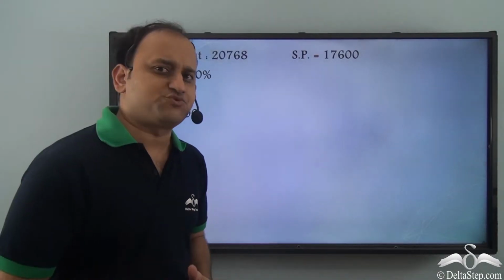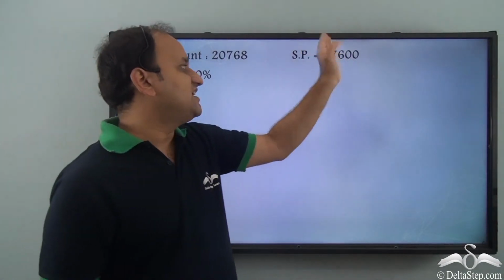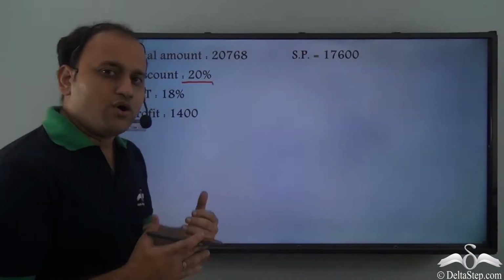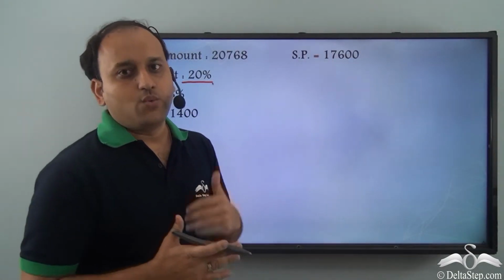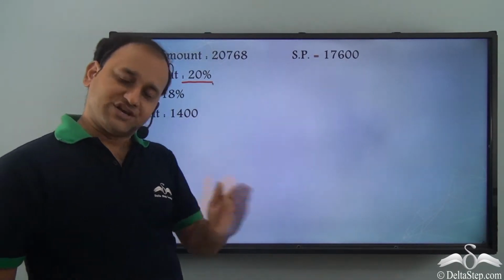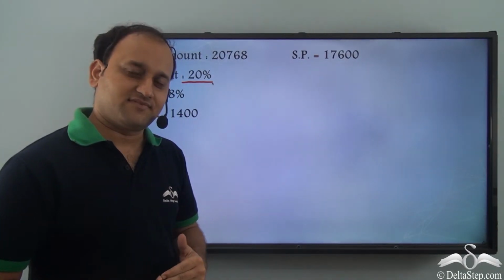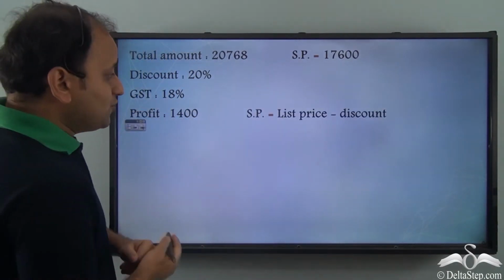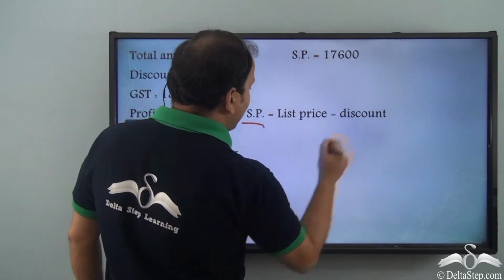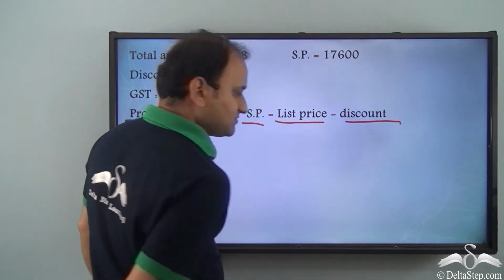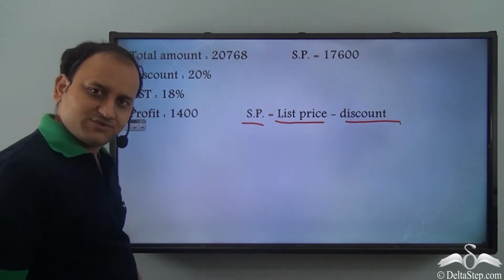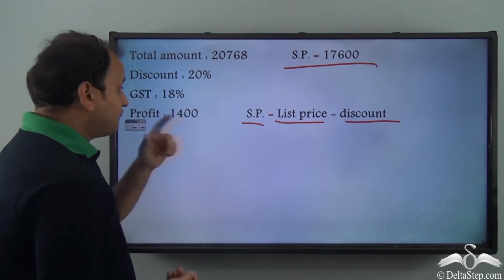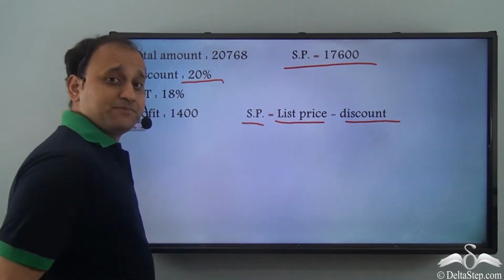So what will be the list price if SP is 17,600 and discount is 20%? So what do you think will be the right answer? What will be the list price for this product? Well, let's see how we can calculate that. So we know that selling price is nothing but list price minus discount. That is how we calculate selling price, right? Now we already have the selling price as 17,600. We also know that discount is 20%.